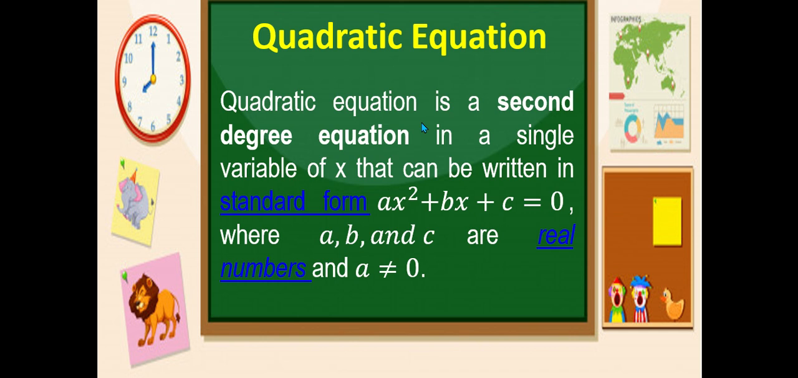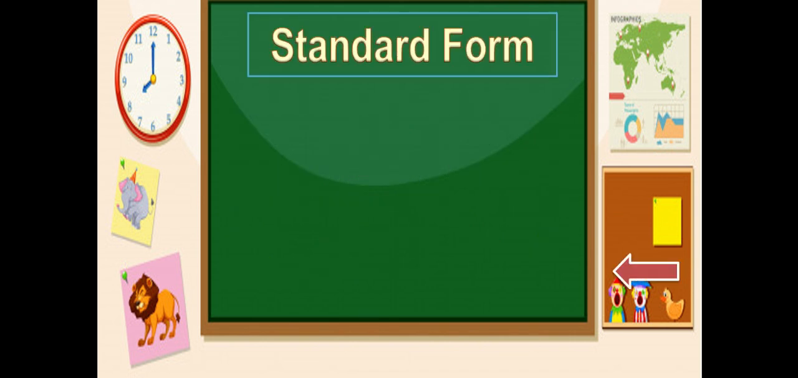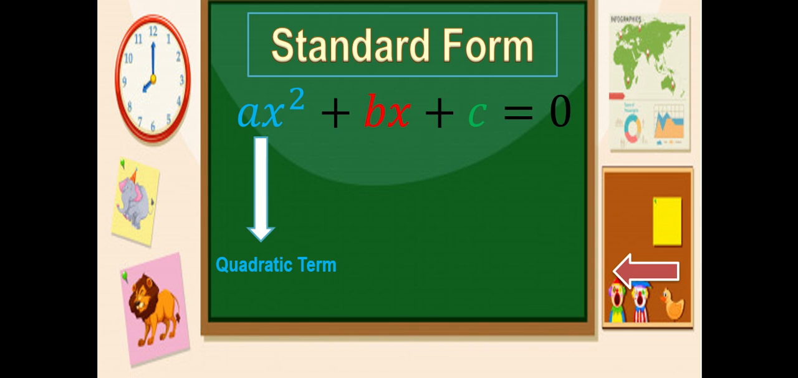Now, let us proceed to the standard form of a quadratic equation. Observe, class: ax squared plus bx plus c equals 0. Ax squared is called the quadratic term. Bx is the linear term. And c is the constant term. When the variable has an exponent of 2, that is the quadratic term. When the exponent of the variable is 1, that is called the linear term. And when there is no variable, just a number or constant, that is why it is called the constant term.